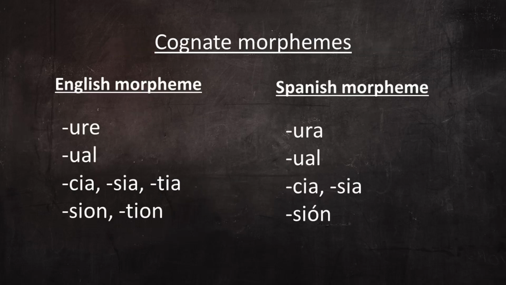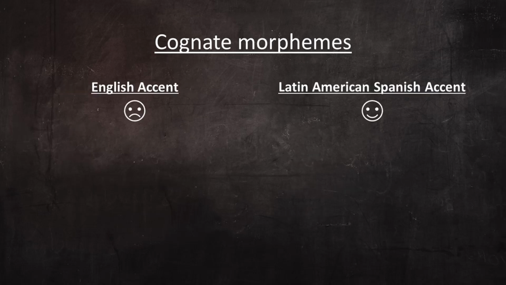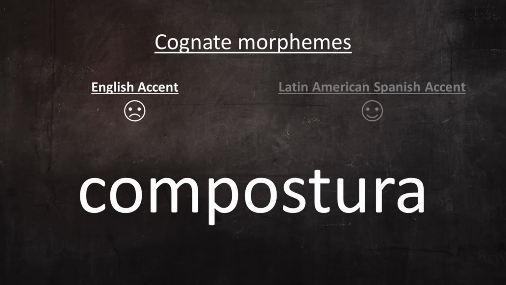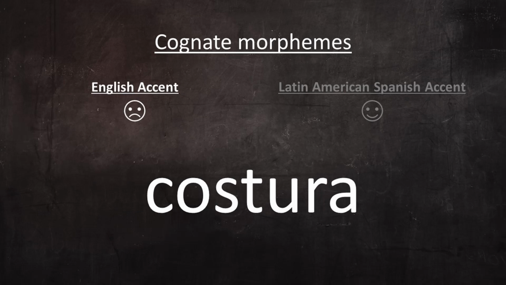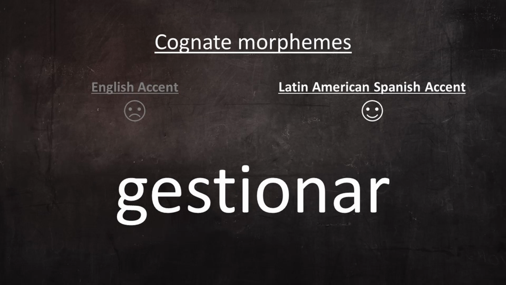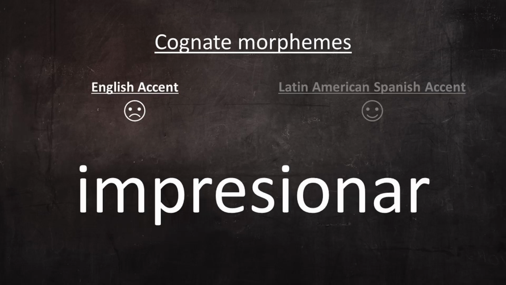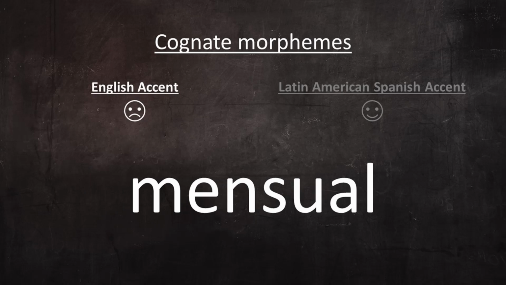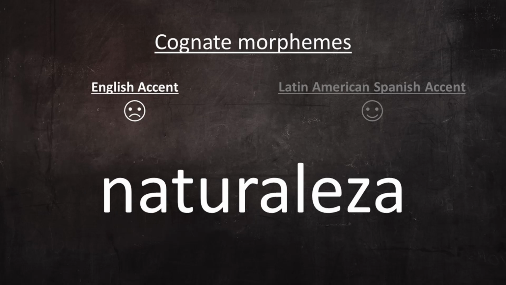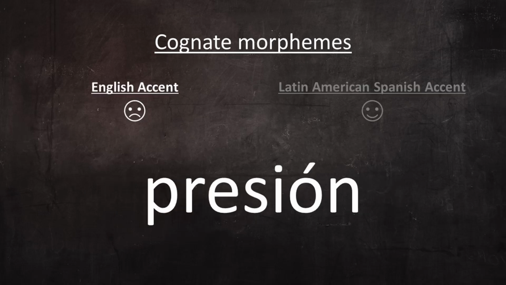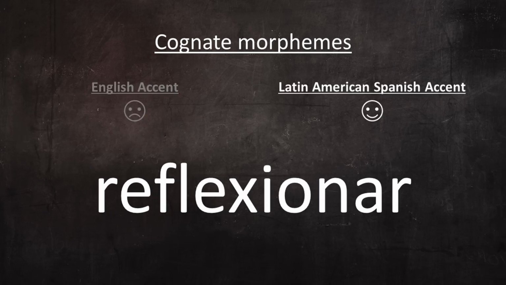The next most common is Spanish words that contain morphemes whose English equivalent is pronounced with yod-coalescence. Observe these examples pronounced with the two contrasting accents. Compostura, costura, gestionar, impresionar, mensual, naturaleza, presión, reflexionar.